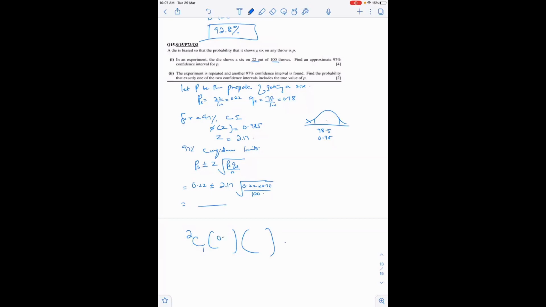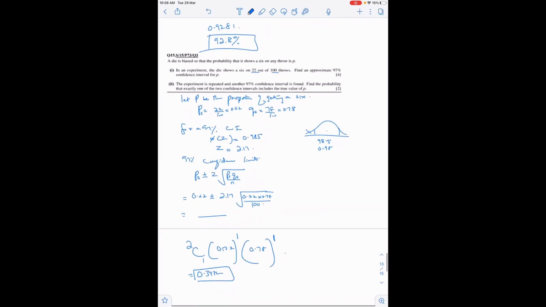P is going to be 0.22 here, 0.78. Can I just quickly check my answer? Okay, yeah, just a minute. 0.22 into 0.78 into 2. 0.3432 is coming. 3432. Okay.